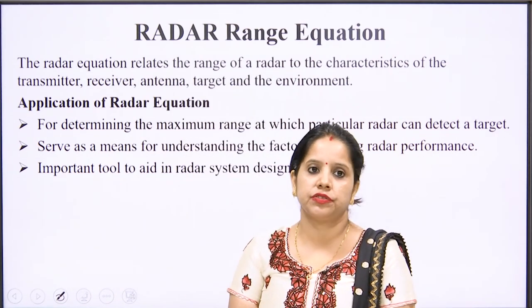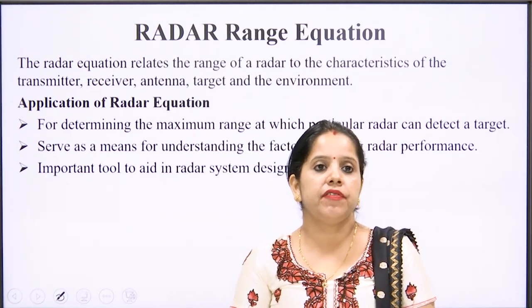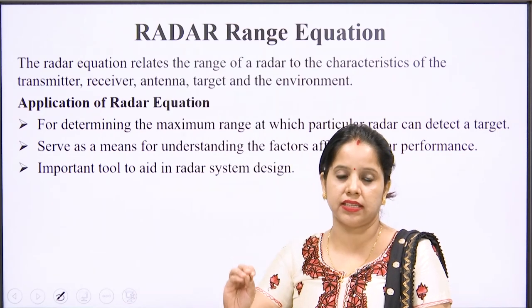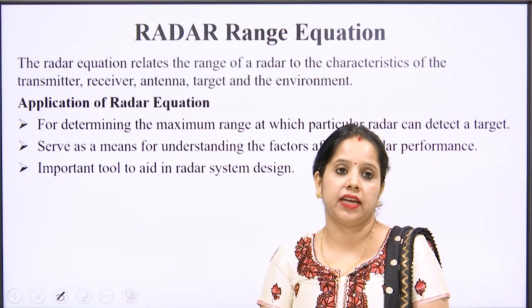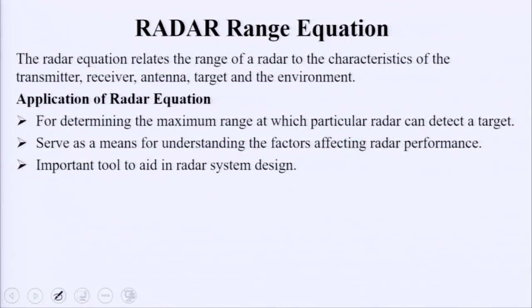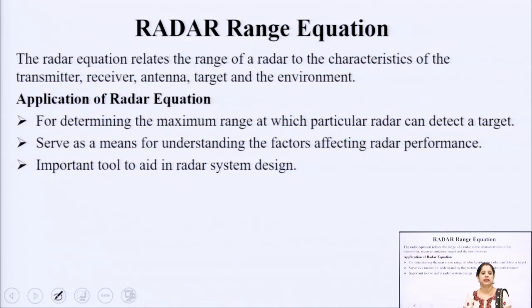Already in the previous lectures we have discussed that with the help of a radar we transmit the signal, and after the signal interacts with the target, it reflects some signal, and that reflected signal or echo signal is detected by the radar, and it is used to determine the location of our target. Location can be defined only when we have knowledge of the range. That's why we are going to have the radar range equation.